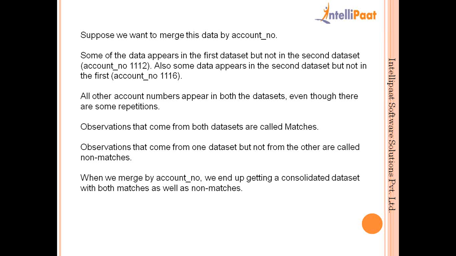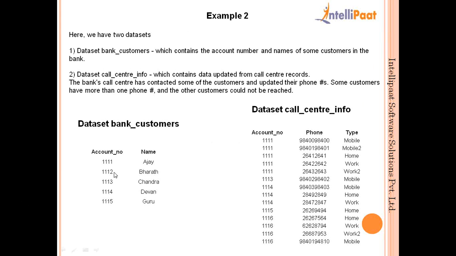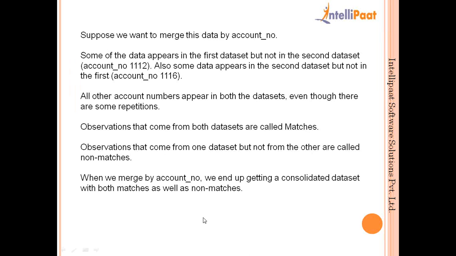Observations that come from both data sets are called matches. Matches means where the account number will match, right? So you can see we have 11, 12, 13, 14, 15, and here we have only 11, 13, 14, 15, and 16. Observations that come from both data sets are called matches, and observations that come from one data set but not from the other are called non-matches. It could happen either way: the record may appear in the first data set but not in the second, or it could appear in the second but not in the first. So those would be non-matches.